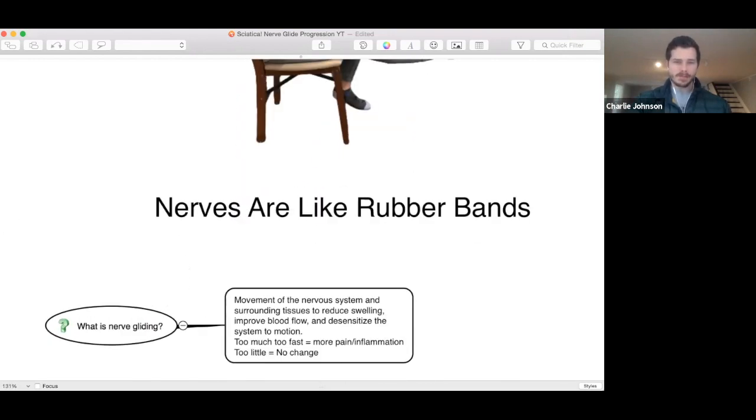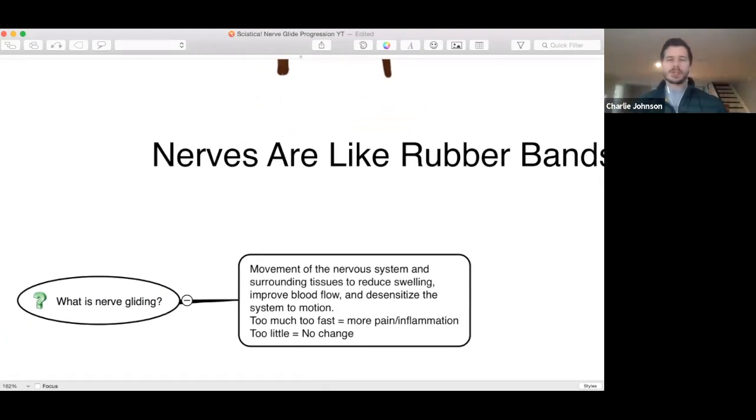So what is nerve gliding? In a general term, nerve gliding is just the movement of the nervous system and the surrounding tissue. It's not like you're just moving a big, wobbly nerve. The nerves go around bones and joints and through or around muscles. So it's hard to be perfectly specific when we're doing nerve gliding. We're not just gliding the nerve. We're moving the nervous system and surrounding tissues to reduce swelling. When you have sciatica, you have swelling within the nerve. The goal is to improve blood flow, improve oxygen, and desensitize the system to motion. So motion that was once okay is now probably threatening or painful, and we're trying to get you back to that.